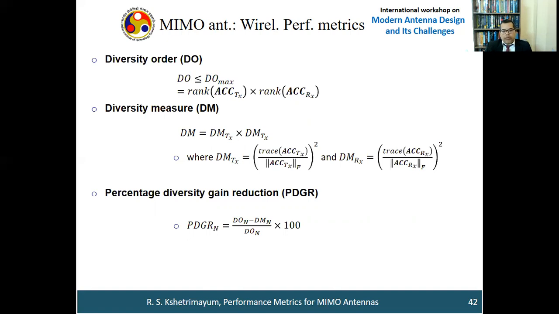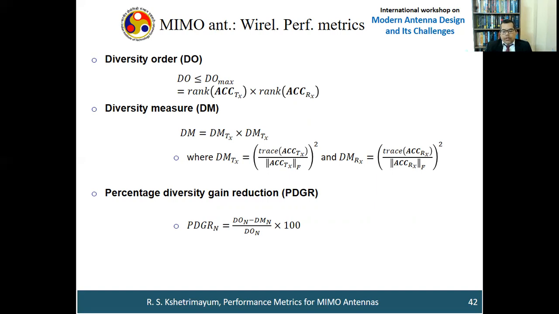There's another parameter called diversity measure. Diversity measure can be calculated from the trace of the antenna correlation coefficient matrix and the Frobenius norm of the antenna correlation coefficient matrix. And once you have the diversity measure for the transmitting antenna and the receiving antenna, you can multiply those two, and then you get the diversity measure for the overall MIMO system.